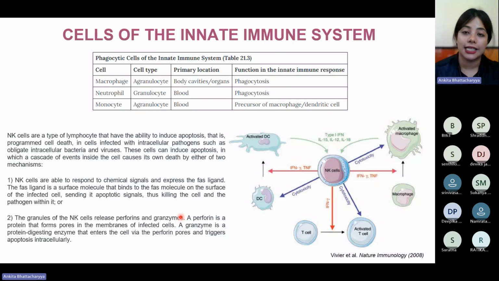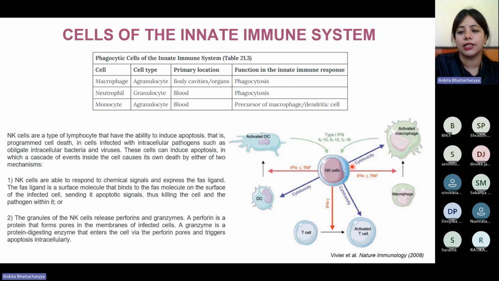On the other hand, granzyme is a protein digesting enzyme. The word zyme indicates that it's an enzyme that can digest proteins that enter the cell via the perforin pores, and it eventually triggers apoptosis in an intracellular manner. So these are the ways in which NK cells are able to trigger cell death. What you see on the right is a representation of the way in which NK cells regulate processes within the system. Let's briefly go over it.